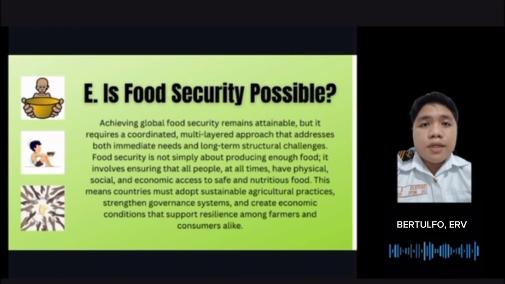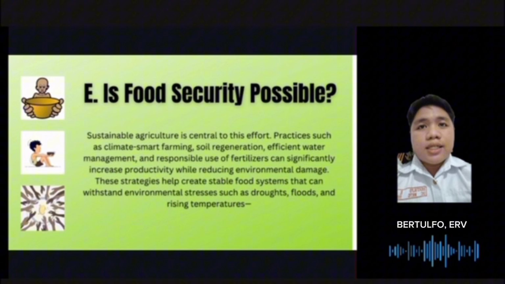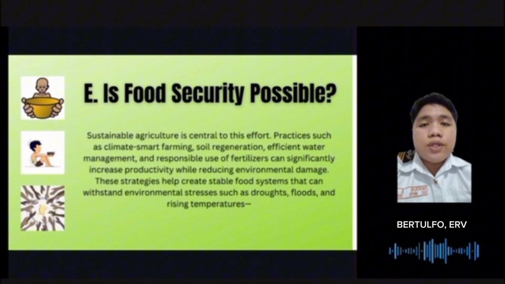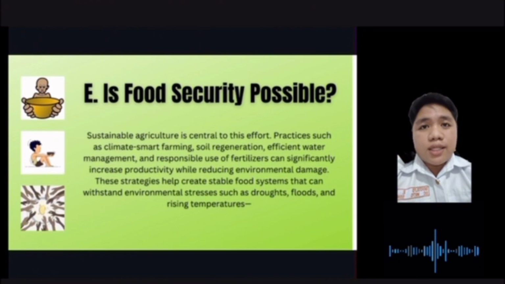Practices such as climate-smart farming, soil regeneration, efficient water management, and responsible use of fertilizers can significantly increase productivity while reducing environmental damage. These strategies help create stable food systems that can withstand environmental stresses such as droughts, floods, and rising temperatures.